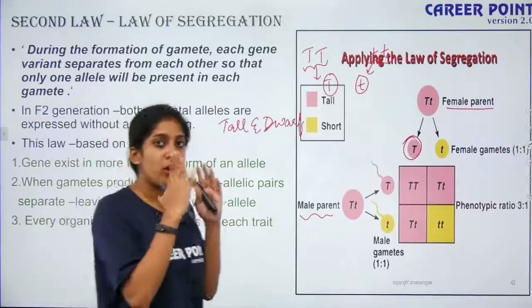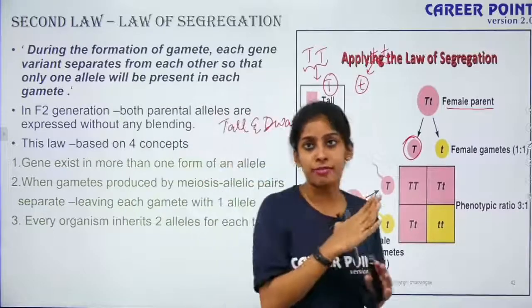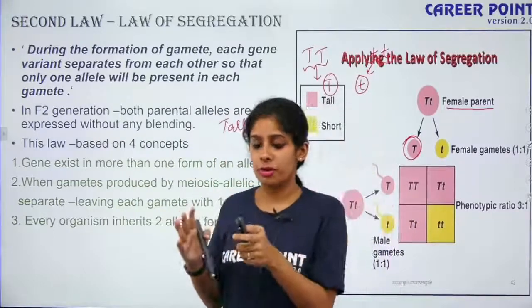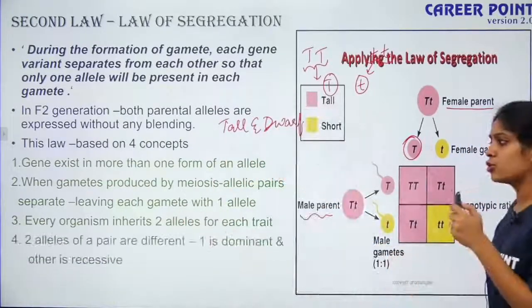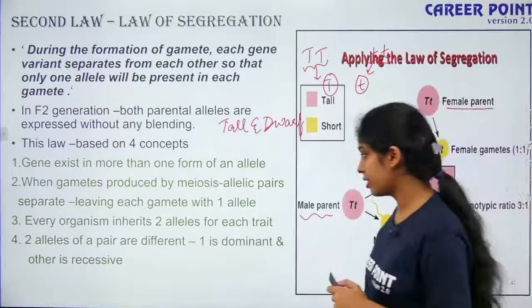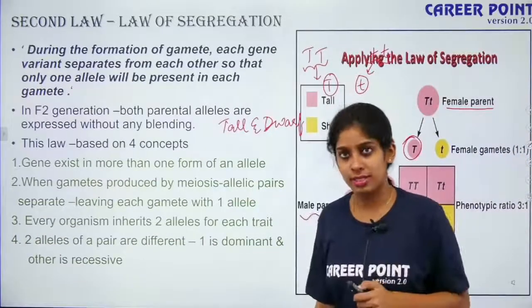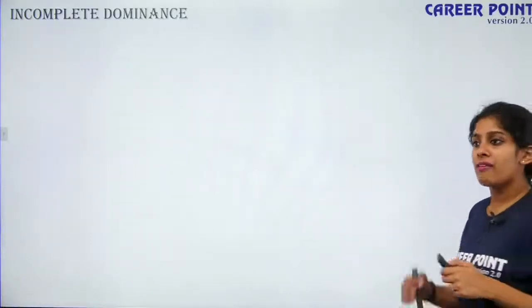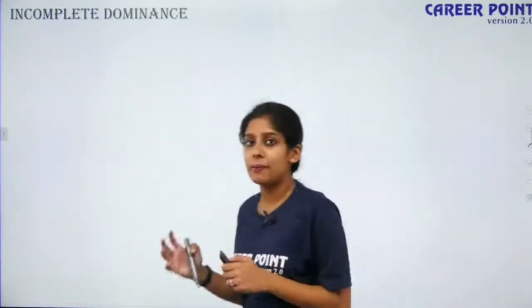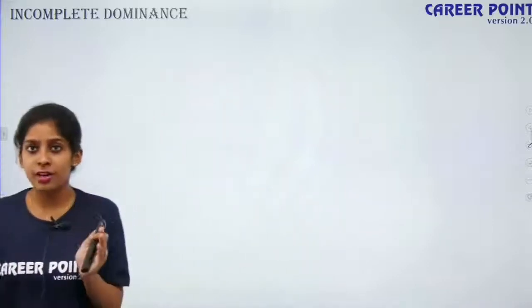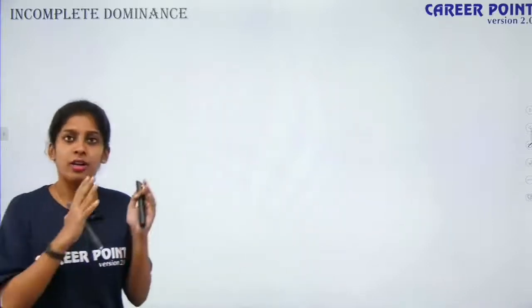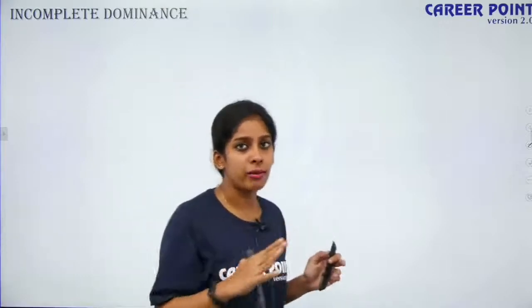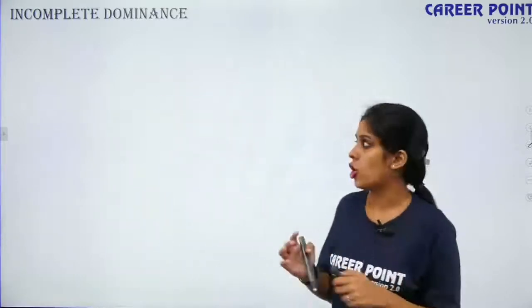So you get one allele from your father and one allele from your mother, right? So the two alleles of a pair are different. One is dominant and the other is recessive, at least in this case. Now you have another term called incomplete dominance. You understand dominance, that is being expressed. You understand recessive, that is being masked. Now what is this incomplete dominance?